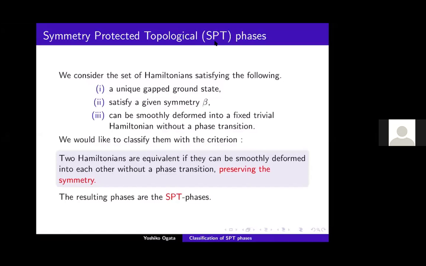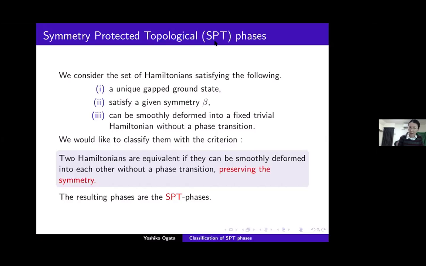I'd like to start this talk by explaining what symmetry protected topological phases, so-called SPT phases, are. In this business, what we consider is the following set of Hamiltonians. First, the Hamiltonian has a unique gapped ground state. Namely, the Hamiltonian should have a unique ground state, and there should be a spectral gap between the ground state energy and the rest of the spectrum. Second, it should satisfy some given symmetry beta. And third, this Hamiltonian can be smoothly deformed into some fixed trivial Hamiltonian. Trivial means an on-site Hamiltonian, without facing a phase transition. That is a condition.